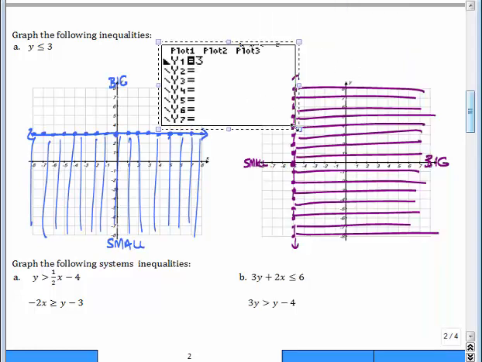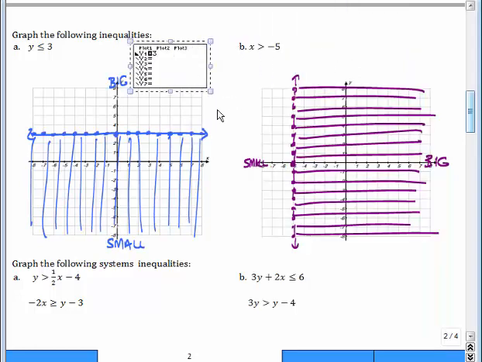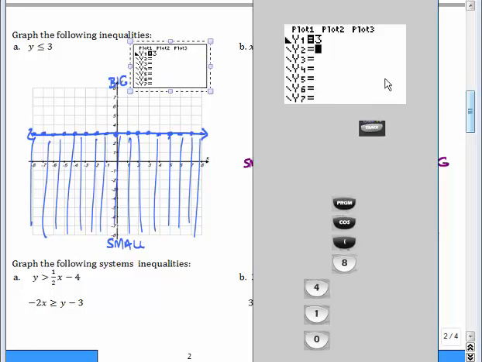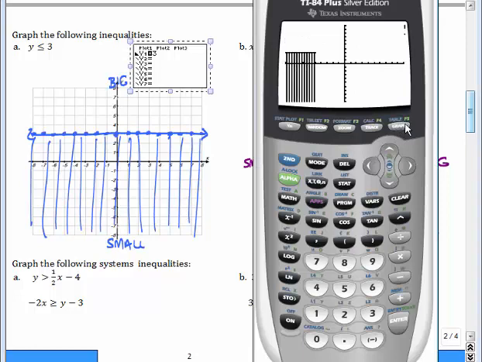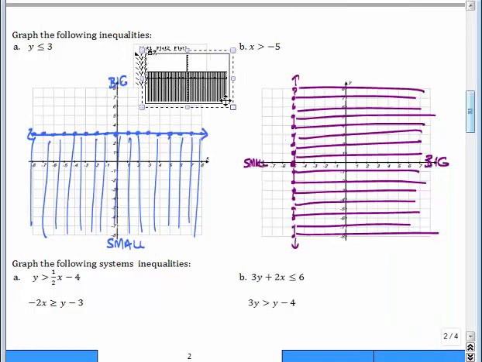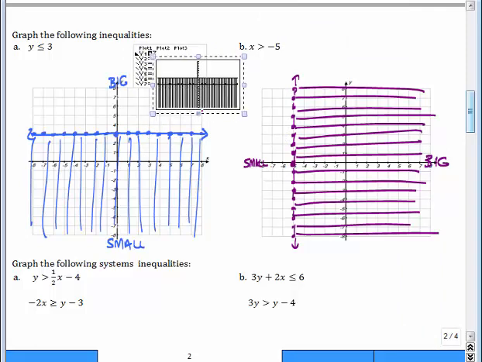So that's what we type in. And then if you wanted to see this graphed, just hit zoom 6 or graph. And it's exactly like what we have right there. And again, you can't do this one in the calculator because it has x equals. It has to be set equals to y equals.